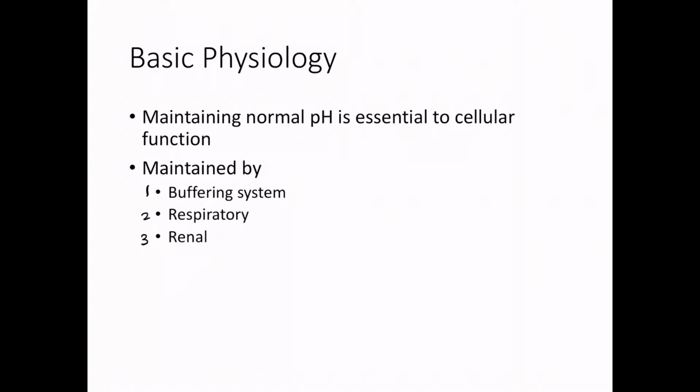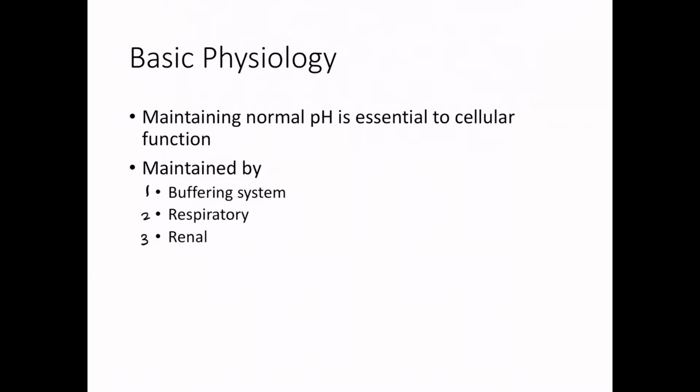So in this section, we're going to talk about how we maintain normal pH in our bodies. And this is essential for cellular function, as any deviations, or even small deviations, can be catastrophic to cells. And it's maintained by three different systems: one, the buffering system, two, the respiratory system, and three, the renal system.